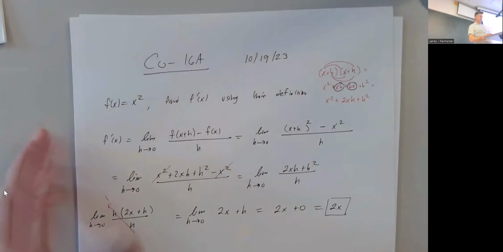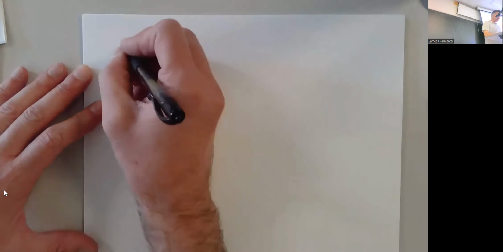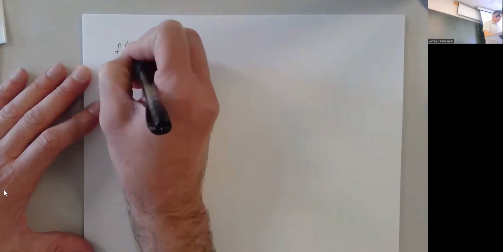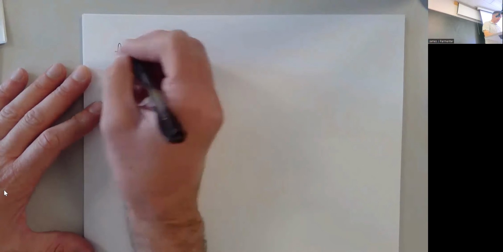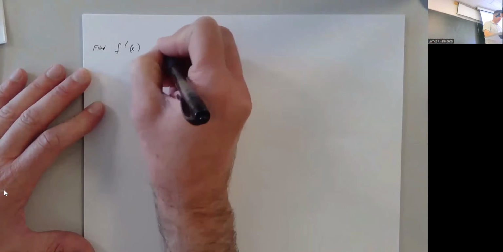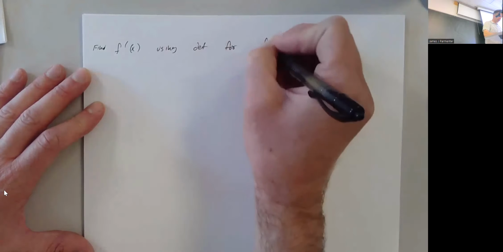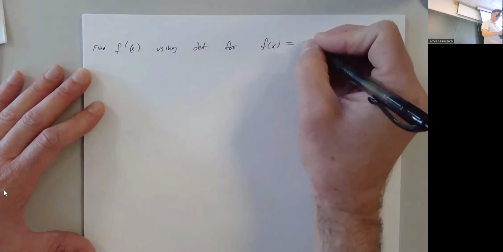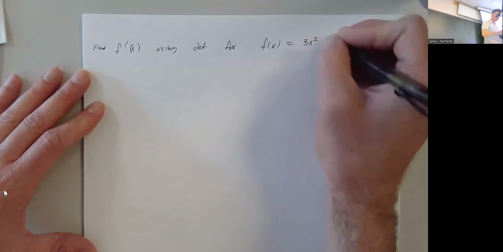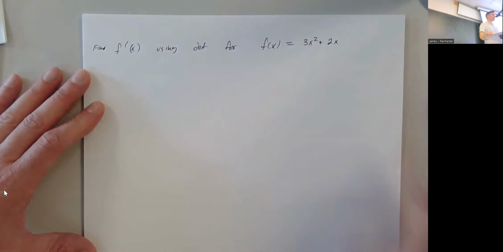So in fact we'll do a couple of these because we might as well talk more about the power rule today as well, because that's certainly something we should get down. So let's say my function was f of x. I'll just write this. Find f prime of x using the definition for f of x equal to, let's make it 3x squared plus 2x.